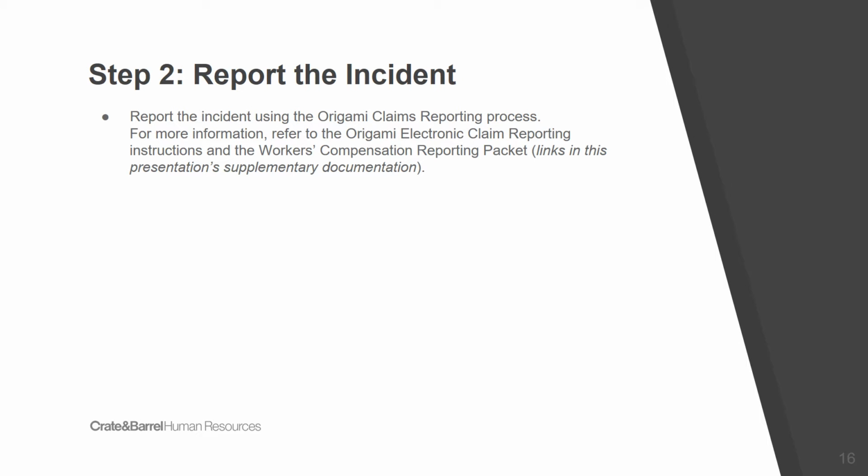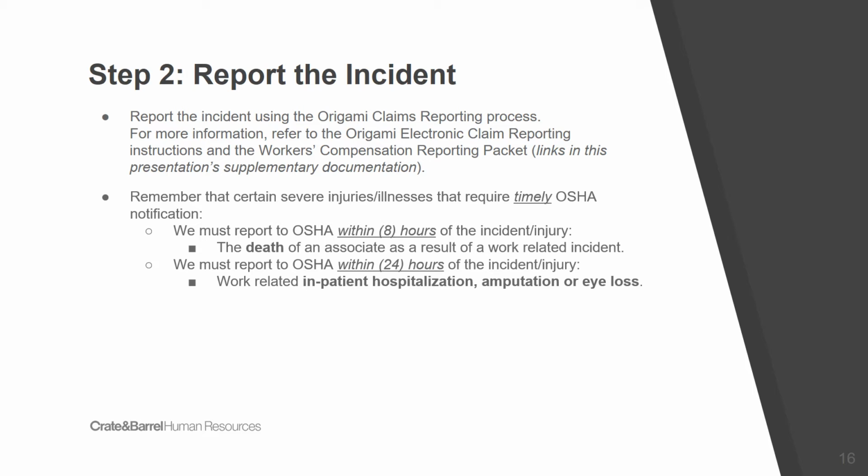Once your associate is safe, you will report the incident to our workers' compensation administrator using the Origami claims reporting process. You will find the link to the reporting instructions in the supplementary documentation to this presentation. Remember that certain severe injuries or illnesses require timely OSHA notification. We must report to OSHA within 8 hours the death of an associate as the result of a work-related incident. We must report to OSHA within 24 hours a work-related inpatient hospitalization, amputation, or eye loss.